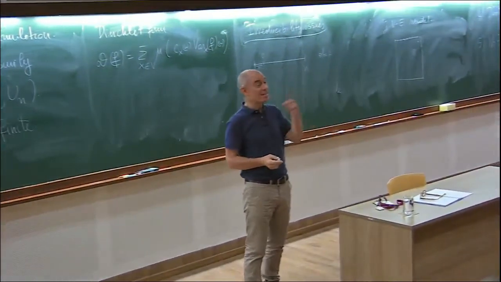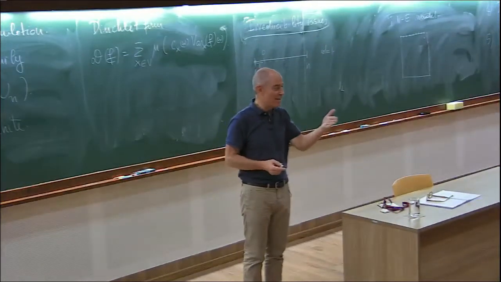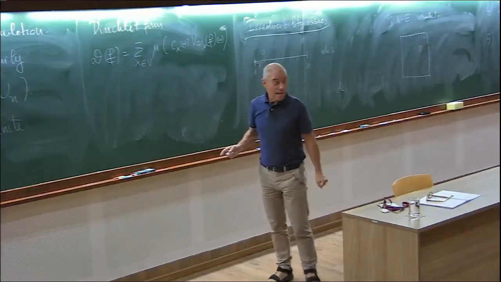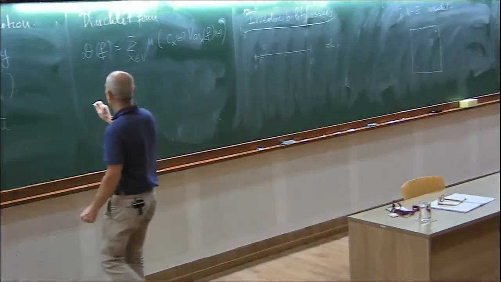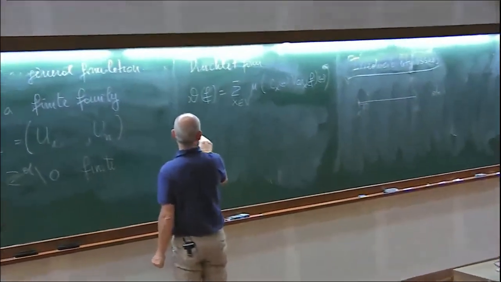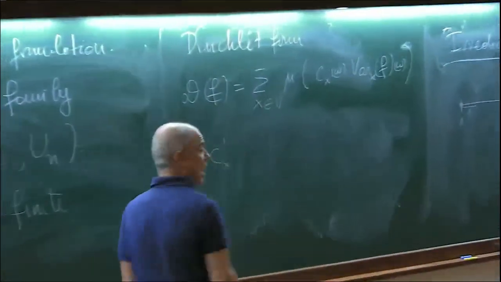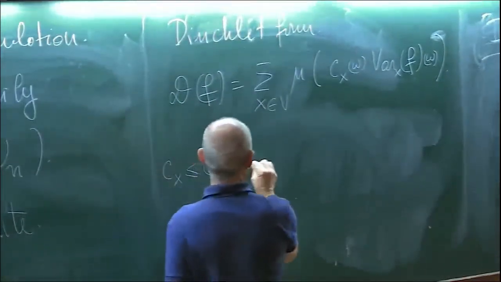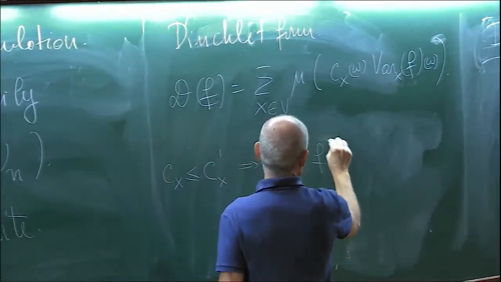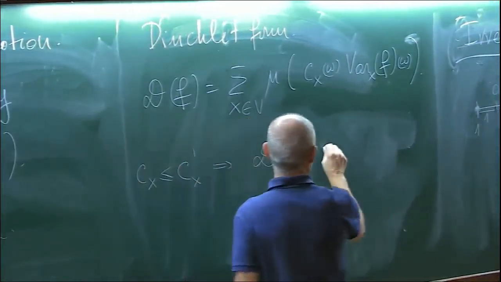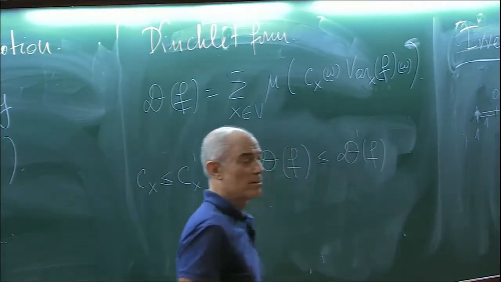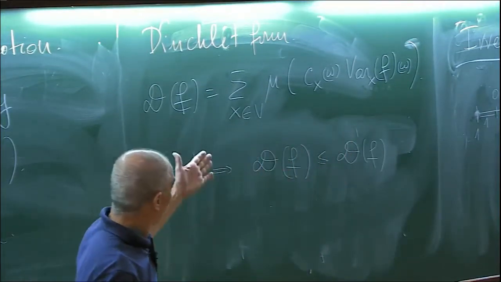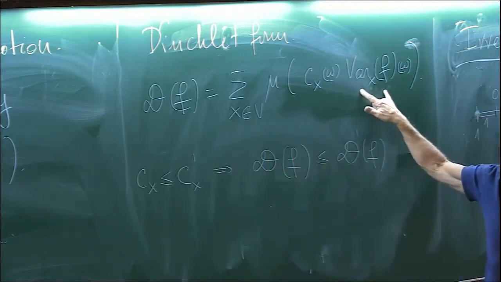Okay. However, there is another monotonicity that maybe is the one that you were observing, and it is the monotonicity of the Dirichlet form. So it is quite clear that if c_x is less than or equal to c_x prime, then the Dirichlet form D is less than or equal to the Dirichlet form D prime, just because these are non-negative quantities, okay?